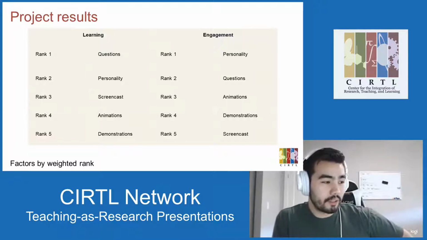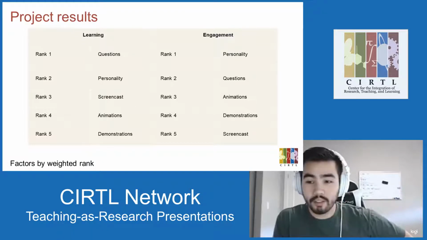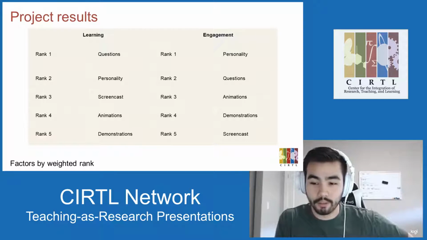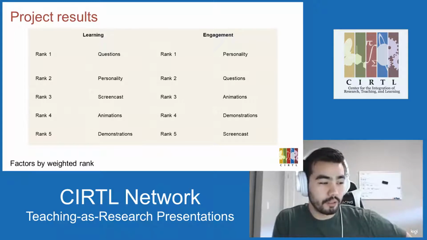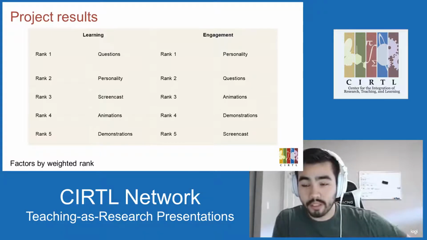The ranking results, so these are weighted rankings. So if you assigned it first, it was worth more than if you assigned it second, third, fourth, fifth. And the first columns are for learning, the second columns are for engagement. First off, I'd like to point out that ranks 1 and 2 are the same but opposite for both learning and engagement. So number 1 for learning was the interactive questions.